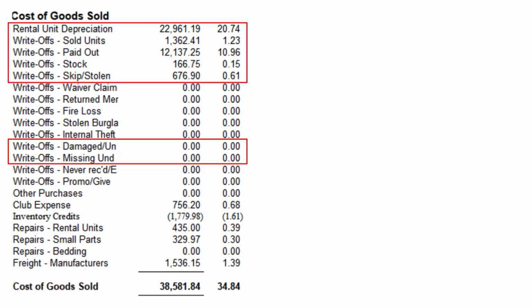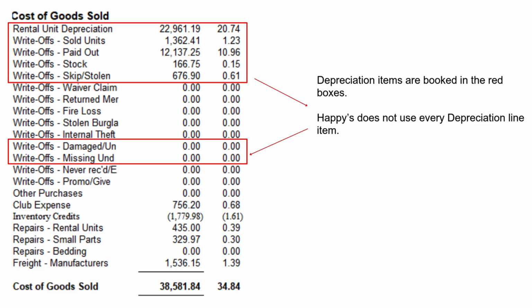Here's where to look on your P&L to find these items. The largest line item on our cost of goods sold will be rental unit depreciation. This is the amount of depreciation that our store expensed in a given month. Rental unit depreciation is going to be on active, idle, service, and loaner items. Below rental unit depreciation, you'll start to see the different types of write-off accounts that we use. Write-offs for sold units are for any units that were purchased via cash sale by a customer. Write-offs for paid out are for any units that were paid in full.